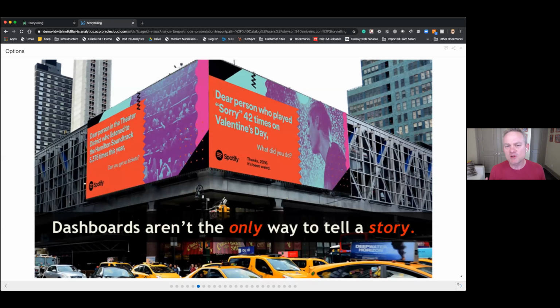I love this example from Spotify, using data points to tell a marketing story, in this case, writ large in front of all of us, where they took data points and told an interesting and funny story that really got a lot of people's attention. So we have to start thinking about dashboards. Of course, dashboards will always be there.